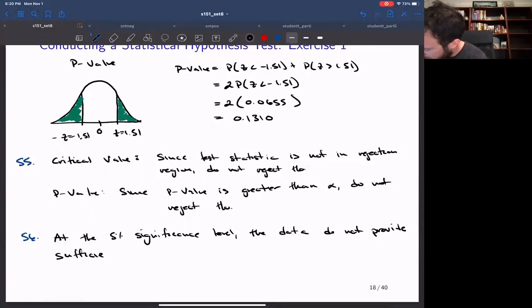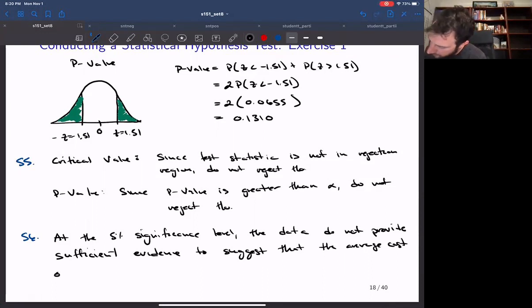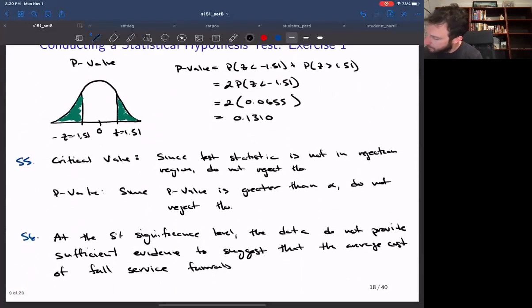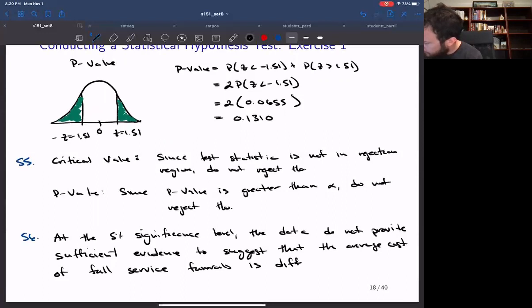sufficient evidence to suggest that the average cost of full service funerals is different from 6,500. Okay, so I have, at the 5% significance level, the data do not provide.